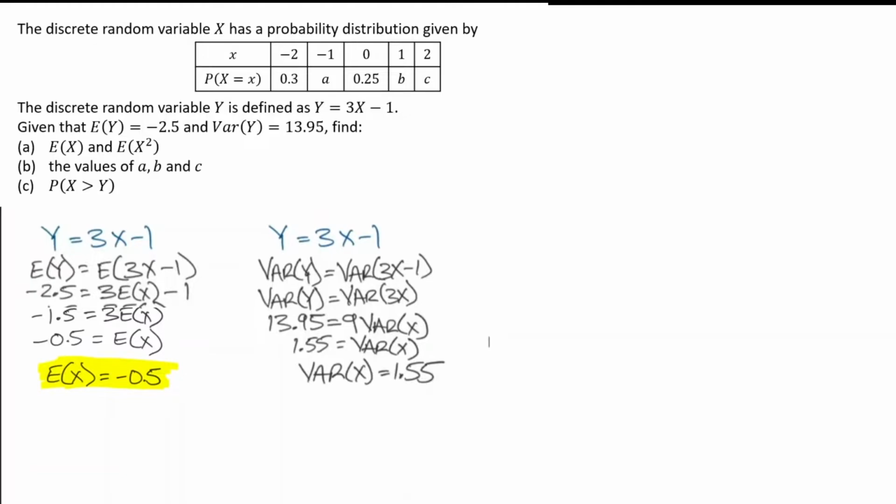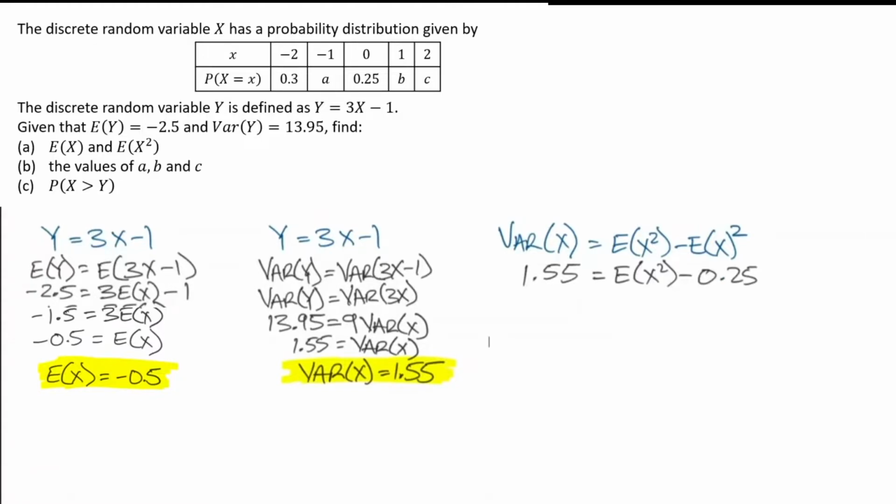Okay, I have the variance of x and the expectation of x. Now these are linked by the formula for the variance. We know the variance of x is the expectation of x squared minus the square of the expectation of x. Let's substitute and find the expectation of x squared. So 1.55 equals the expectation of x squared minus the negative 0.5 squared. Okay, rearranging from here, we get the expectation of x squared is 1.8.